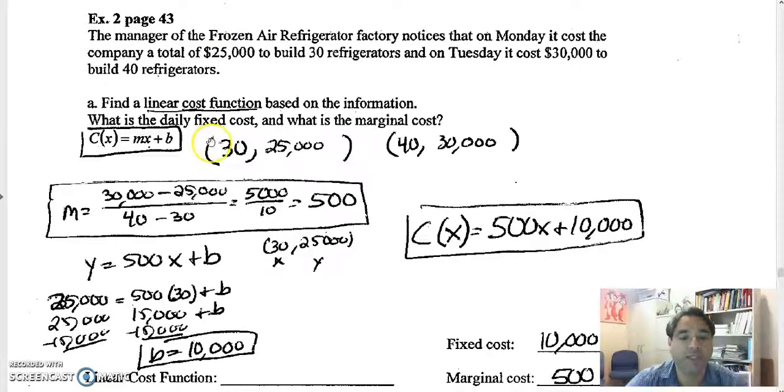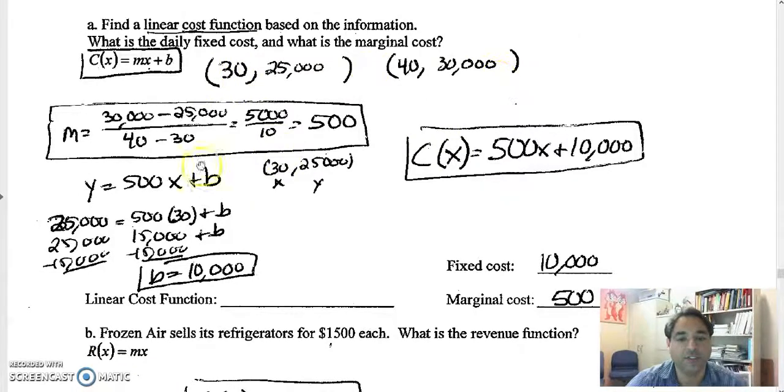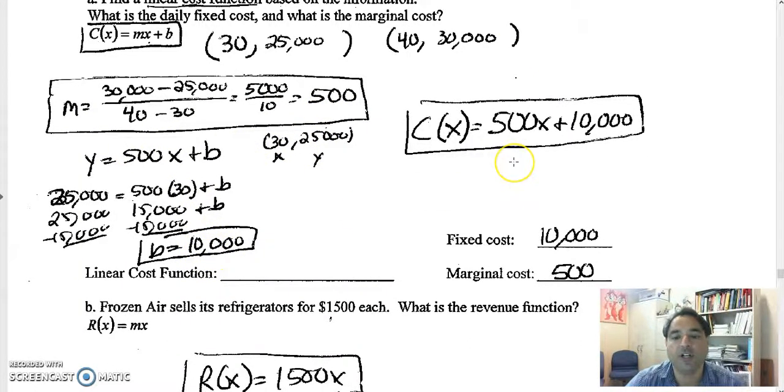So in this case, we have 2 points. Input, 30 refrigerators. Output, $25,000 is the cost. Input, 40 refrigerators. The cost is $30,000. And again, this is where the review comes in. Given 2 points, you first find the slope. Once you find the slope and you can plug in a point, you can find your y-intercept. And then you have your cost of 500x plus 10,000.